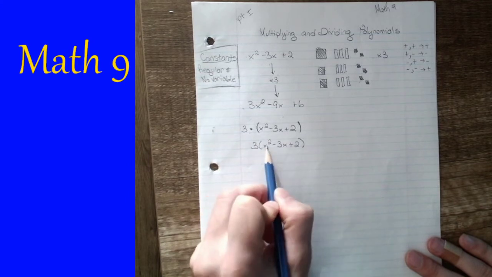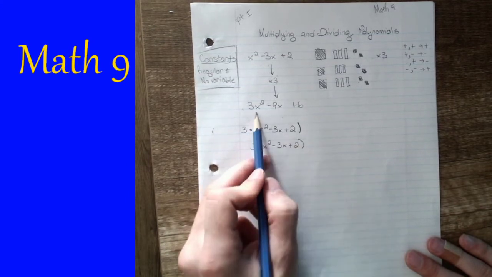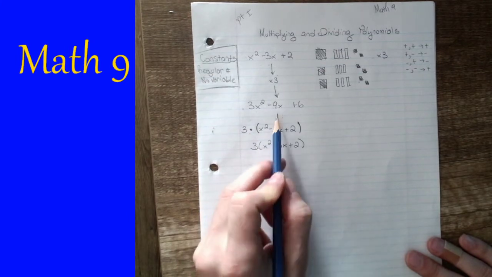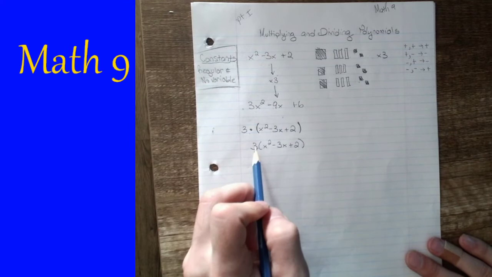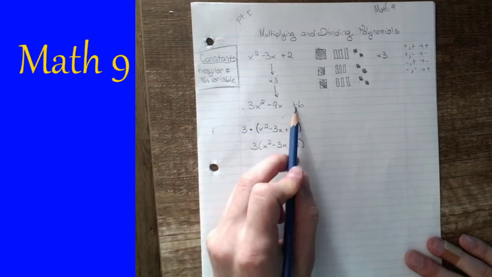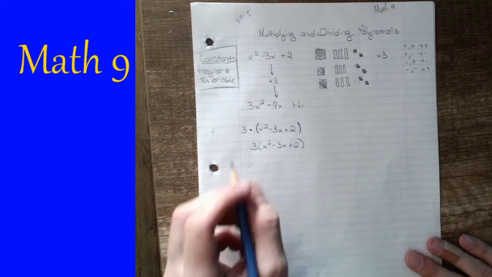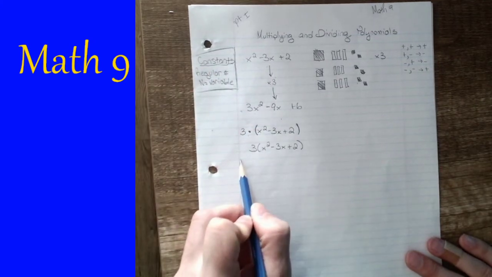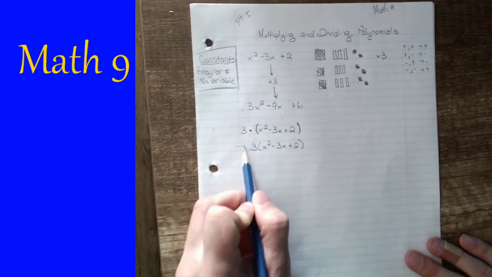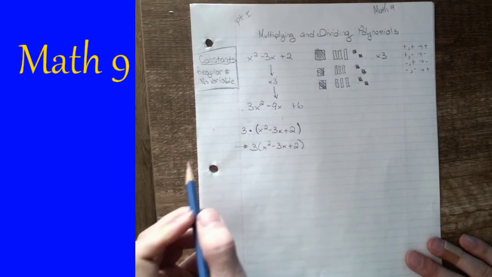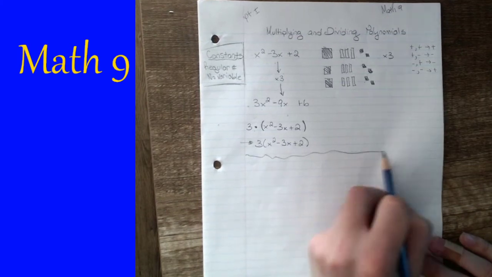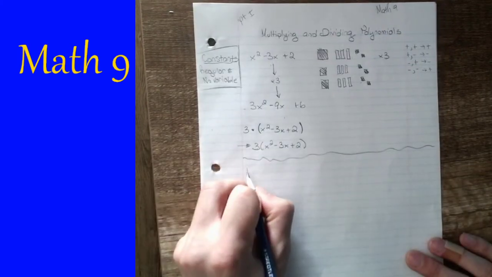So 3 times x squared would be 3x squared. 3 times negative 3x would be negative 9x. And 3 times positive 2 would be positive 6. So that's usually how we write things. Let's go into a couple of examples.